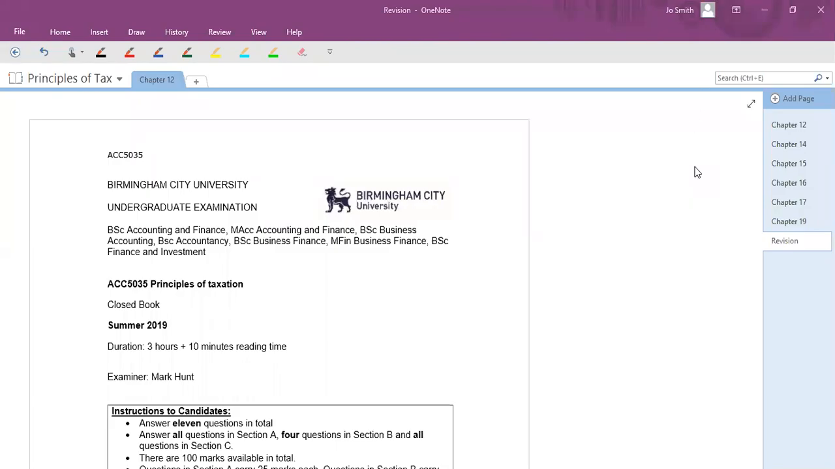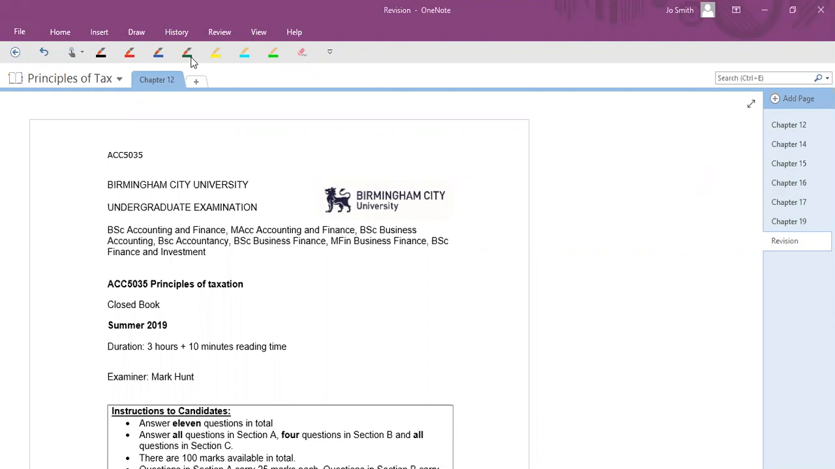So this is a recording to help you with your revision. It's an example of a past paper, and the structure of it is exactly the same as what your exam would look like this summer. All that's different, of course, is that you will be doing yours online, and this was paper based.